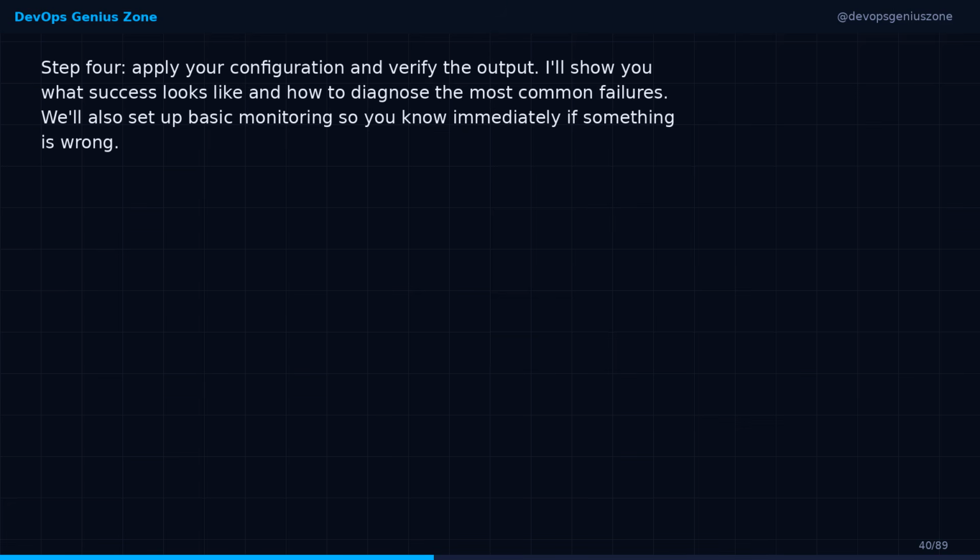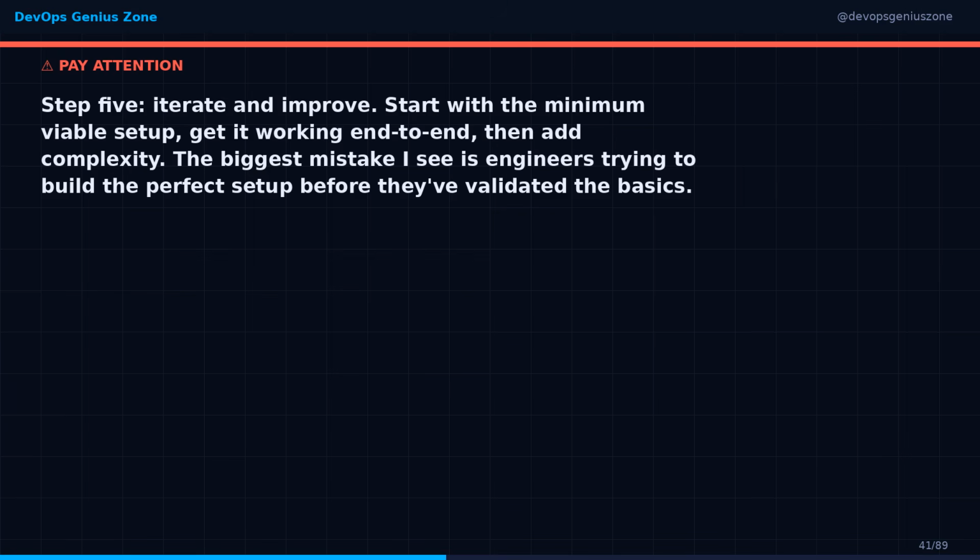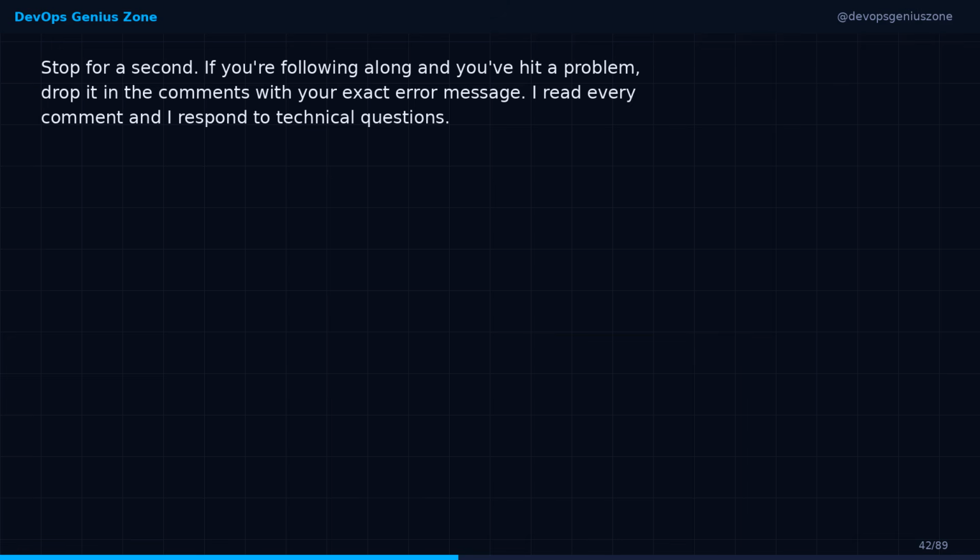I'll show you what success looks like and how to diagnose the most common failures. We'll also set up basic monitoring so you know immediately if something is wrong. Step 5. Iterate and improve. Start with the minimum viable setup, get it working end to end, then add complexity. The biggest mistake I see is engineers trying to build the perfect setup before they've validated the basics.